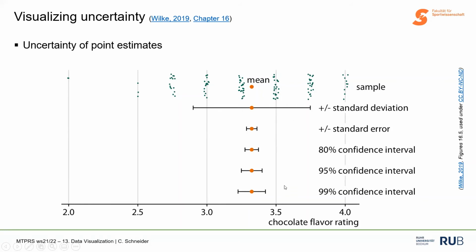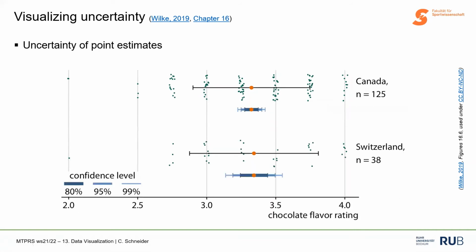Depending on the width of the confidence interval, we get different information about what the actual confidence interval is. If we are interested in showing uncertainty in ways like this, there's also the opportunity to show different confidence intervals, for example the 80% confidence interval, the 95% confidence interval, and the 99% confidence interval at the same time. So we can use different colors and different widths of error bars at the same time to show different types of confidence, for example, at the same dot.